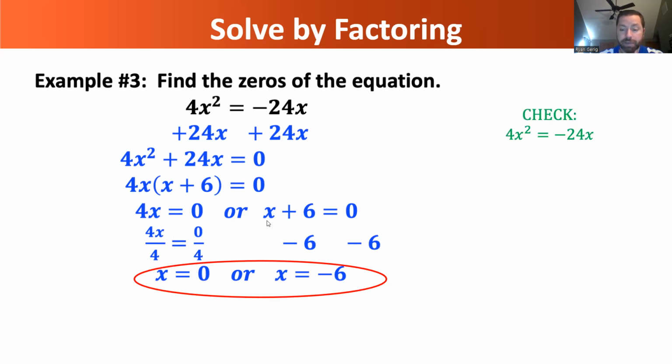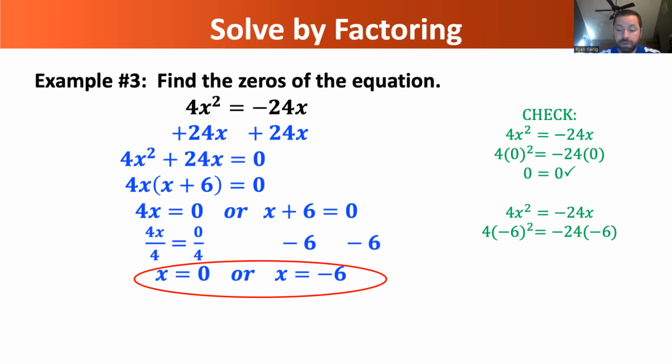Okay, we can check it. Put 0 in for x into the original equation. 0 squared is 0. 4 times 0 is 0. Negative 24 times 0 is 0. So yes, that one worked out. Let's put negative 6 in. Negative 6 squared is 36, positive. 36 times 4 is 144. Negative 24 times negative 6 is 144 as well. So yes, it does check out.